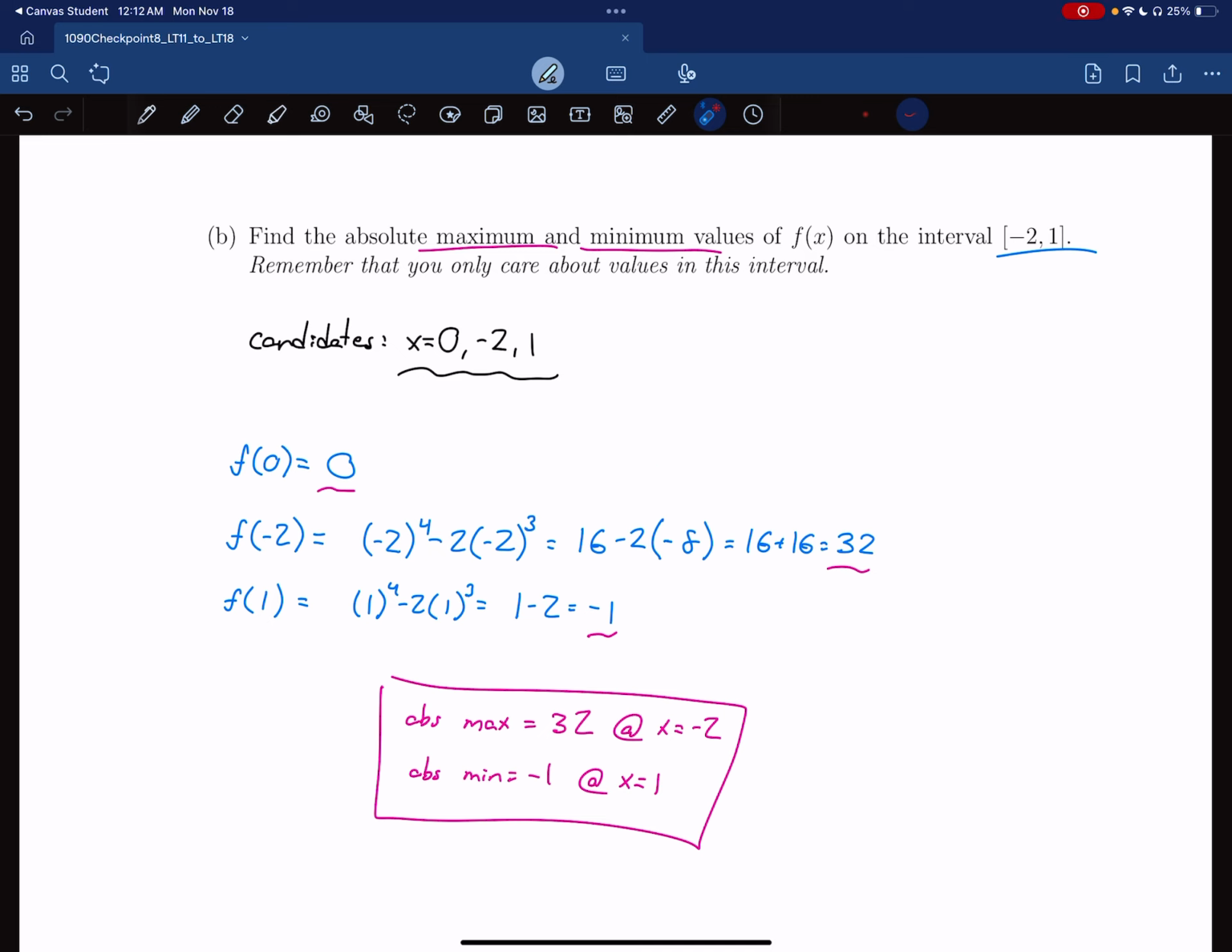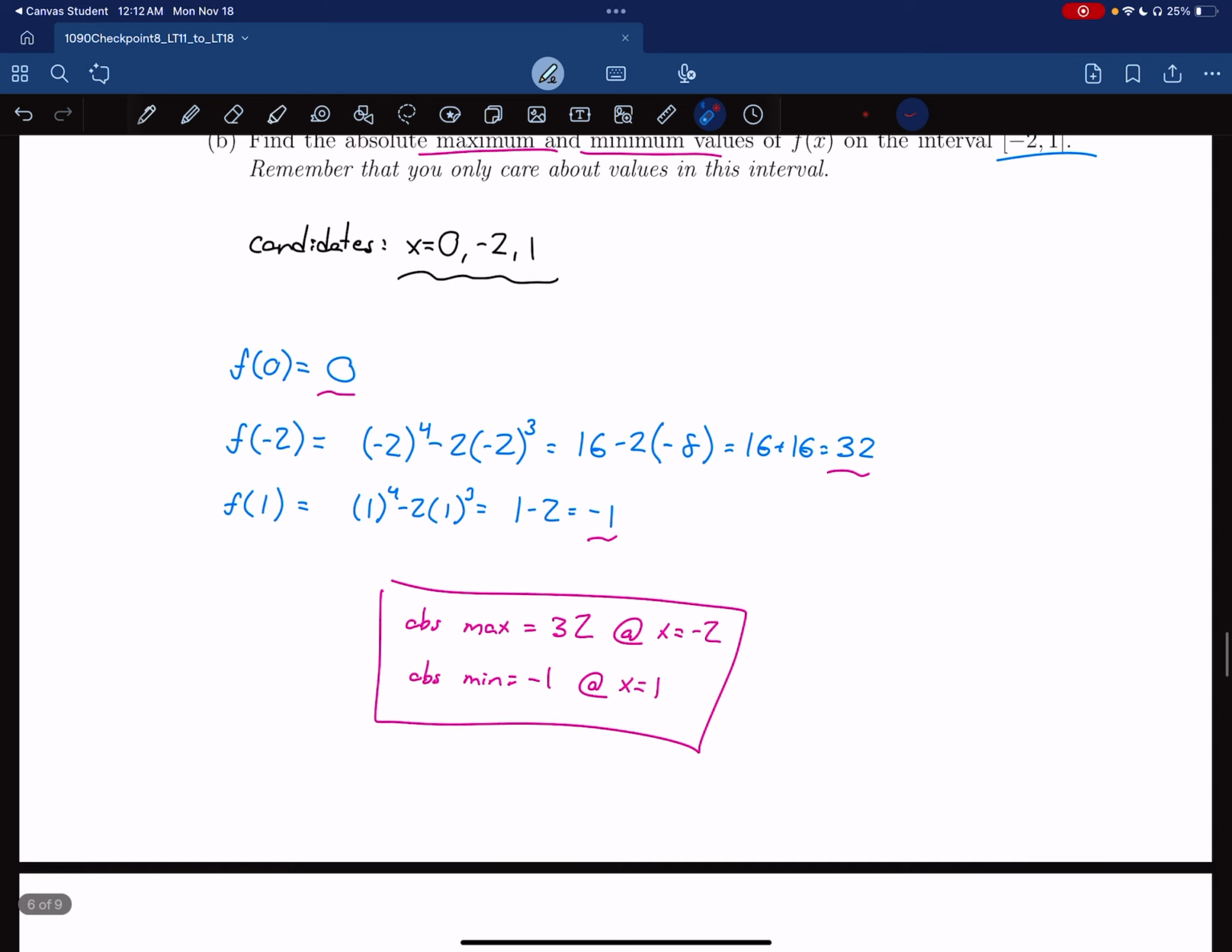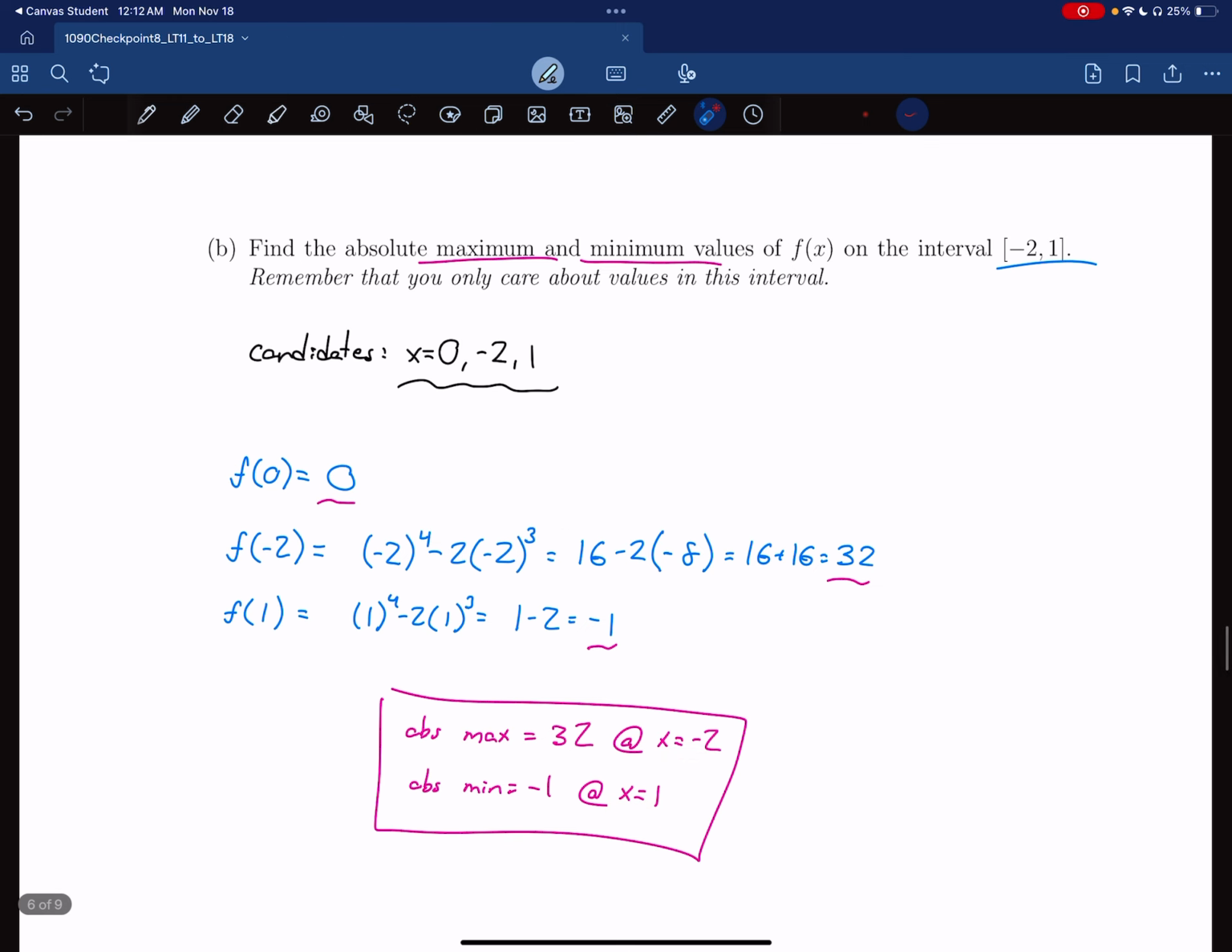Then we'll get our values, in this case 0, 32, negative 1. Find the highest one, that's your max. The smallest one, that's your min. Specify those, and it's also good practice to tell where they are, like x equals negative 2, x equals 1. I didn't specifically ask for it in this case, but it really shows the grader that you know where it's at and what you're talking about.